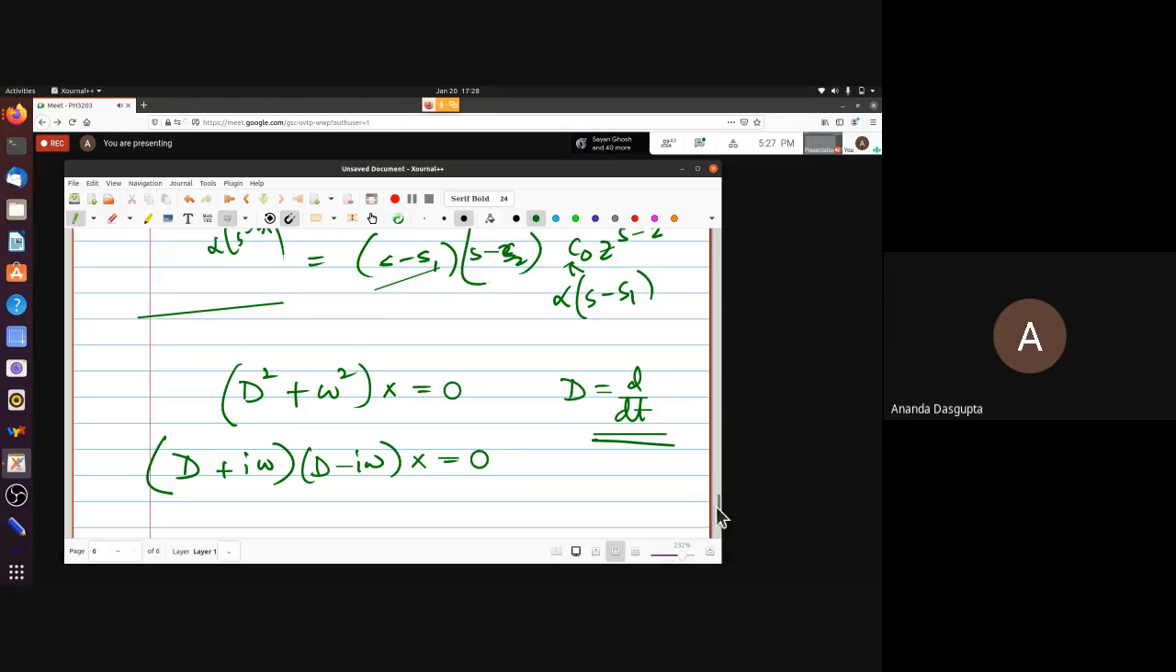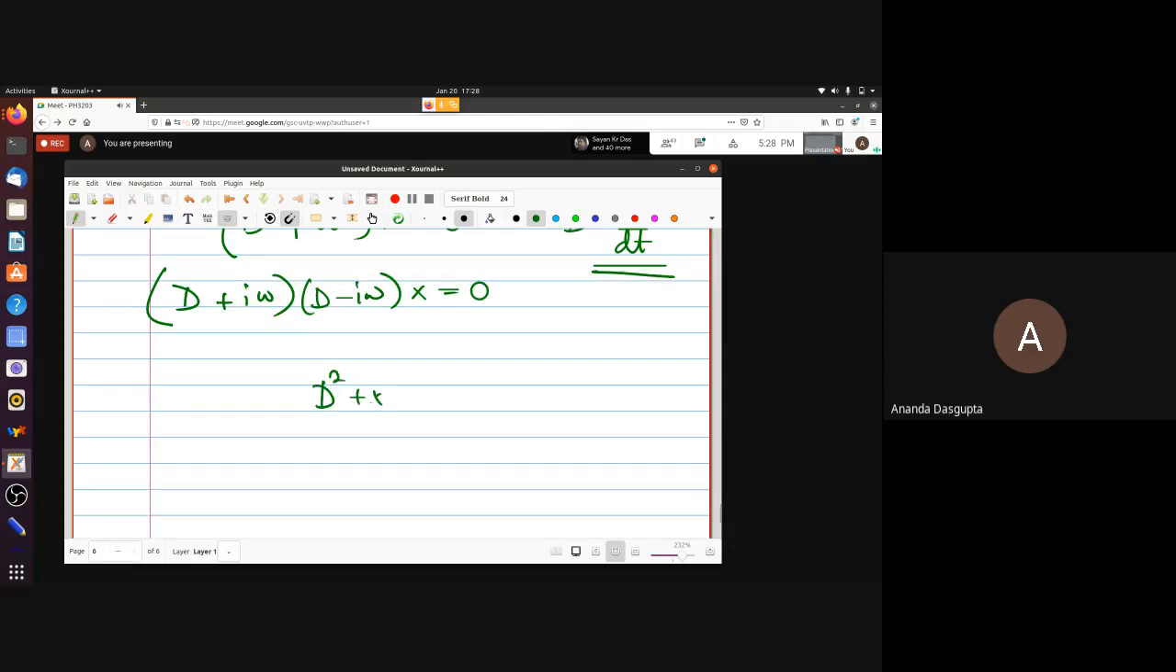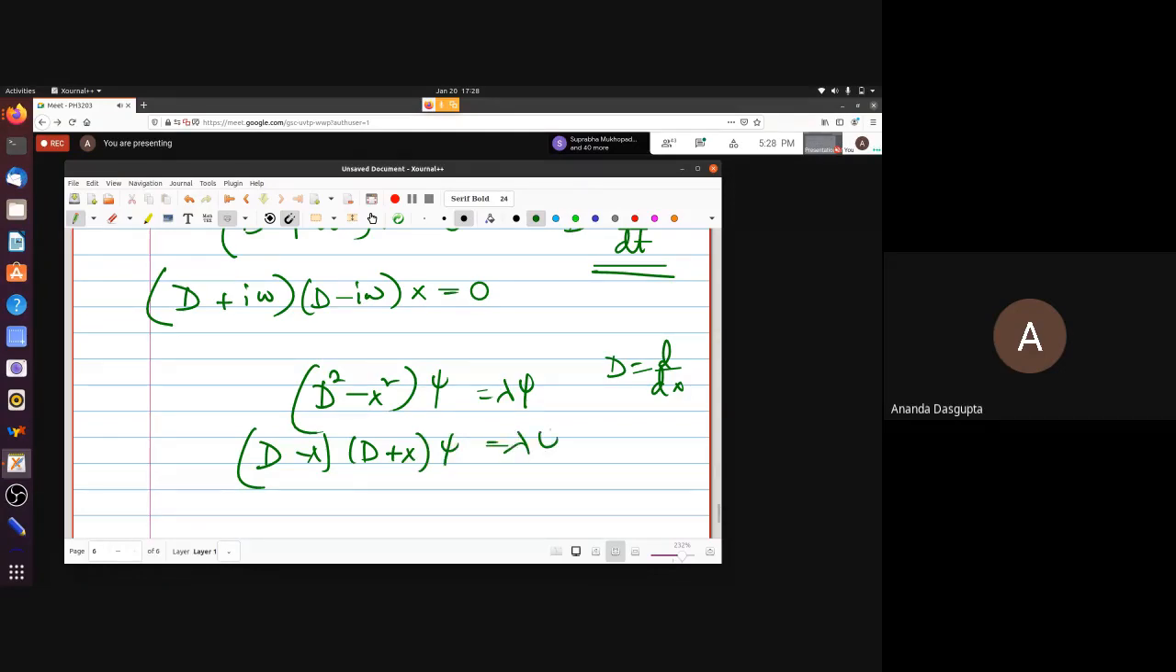For example, even the harmonic oscillator equation, which after a change of variables can look like this, where d here stands for d/dx: d squared minus x squared acting on psi is equal to lambda psi. That's what the equation looks like, right? d2 psi dx2 minus x square psi equals lambda psi. Unfortunately, this cannot be factorized as simply as (d minus x)(d plus x) psi equals lambda psi. This doesn't work because (d minus x)(d plus x) is not d square minus x square.